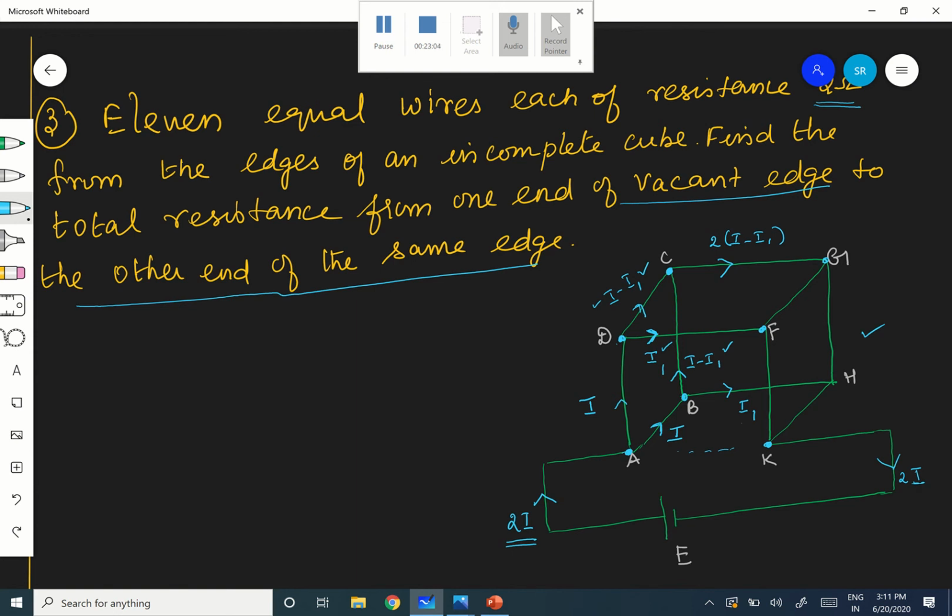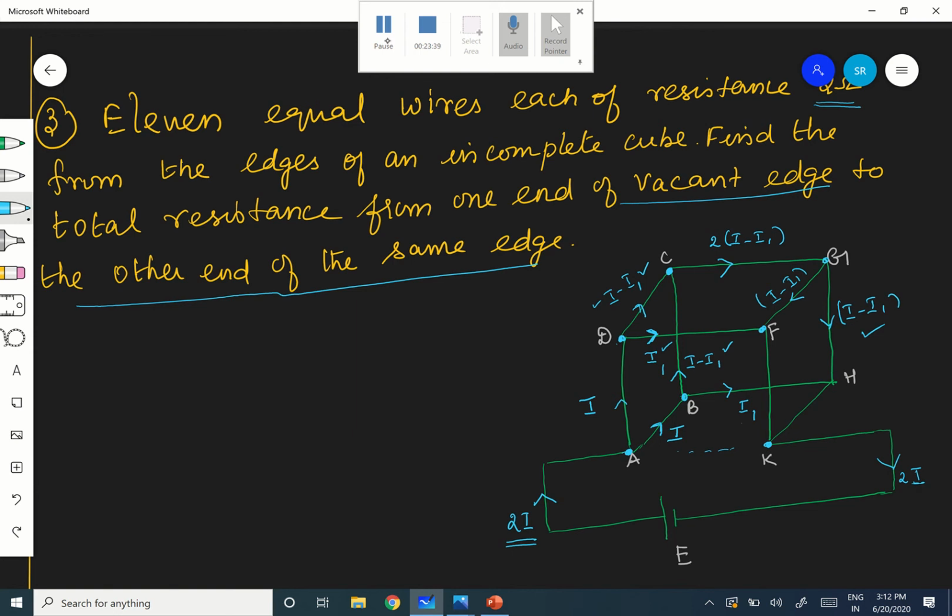Are you following? Therefore, what should be the current here? It should be I minus I1 here, equal. Here also I minus I1. Are you following? Why? Because 2 into I minus I1 is going away in direction. Entering 2 into I minus I1, it should leave I minus I1 in each branch. Okay. Therefore, I think it is okay.